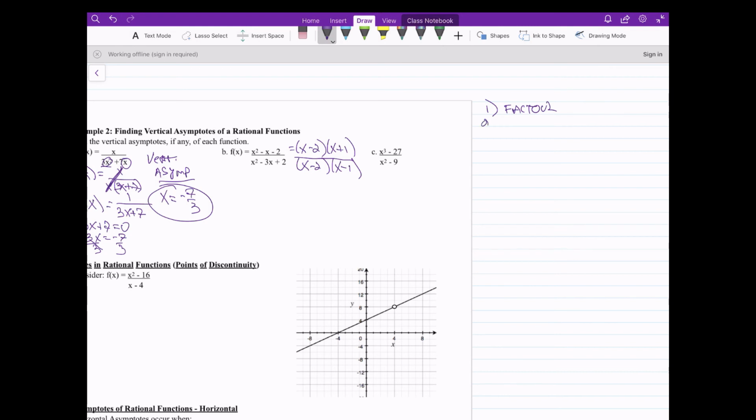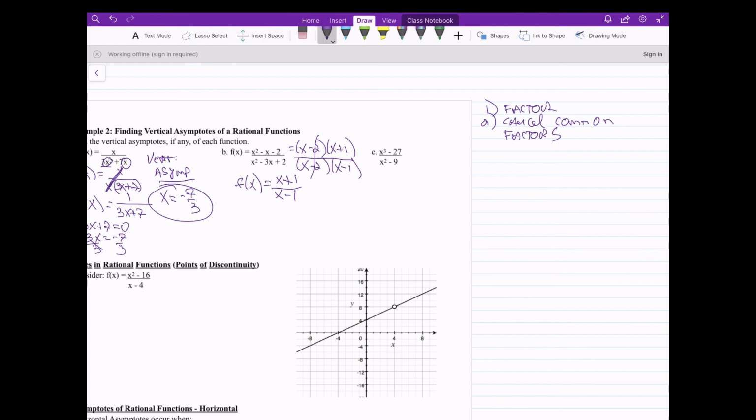The next step is we're going to cancel your common factors. And it looks like in this one, we can cancel out the x minus 2's. Whenever you're canceling out common factors with these rational functions, it makes life a lot easier because we're always going to work with what's left over, the reduced or canceled rational function. So I have f of x equals x plus 1 over x minus 1.